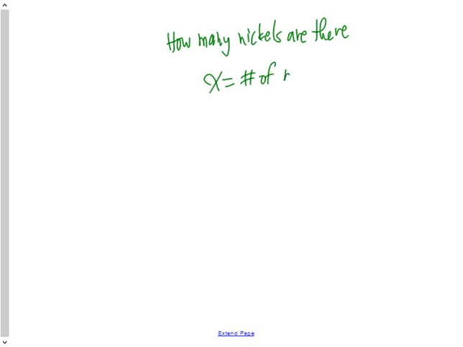This is a jar that contains 76 more pennies than nickels. The total value of the pennies equals the total value of the nickels. How many nickels are there? When you see that question, you know that when you first do a story problem like this, you're going to say x equals the number of nickels. Okay? You're going to say total value of the number of nickels.